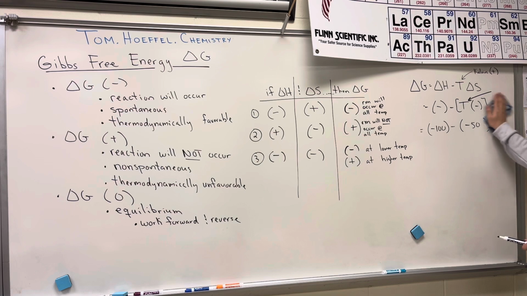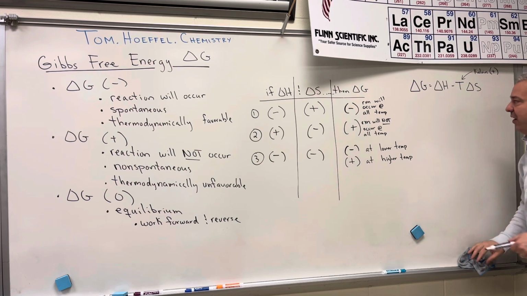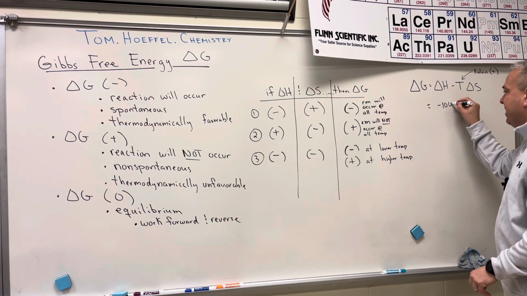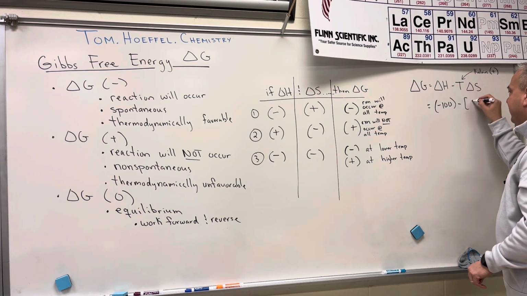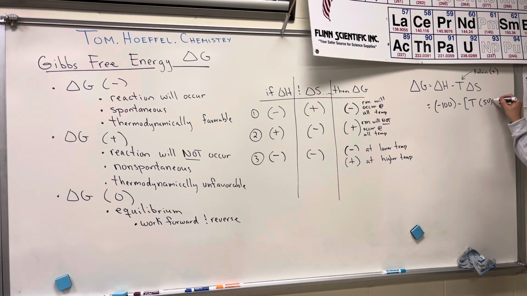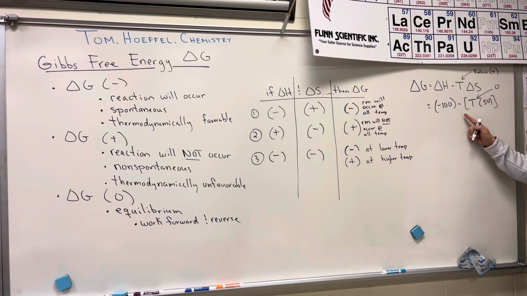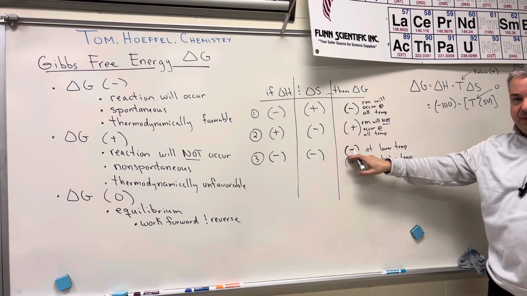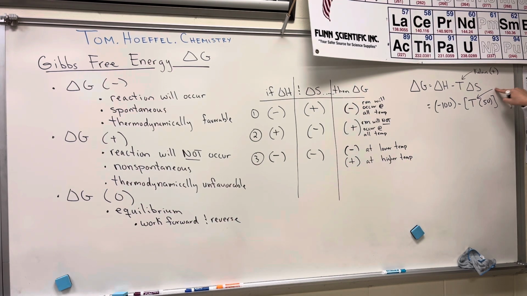So let's do a quick example of what I'm talking about here to make sure I bring this home. We'll use some easy numbers. Let's say this is negative 100 and it's minus T, and let's say the delta S is equal to 50. Okay, we'll make it really, really easy numbers. Well, if the temperature is 0, basically this term doesn't matter, and we're going to have a negative 100 when the temperature's at 0 K.